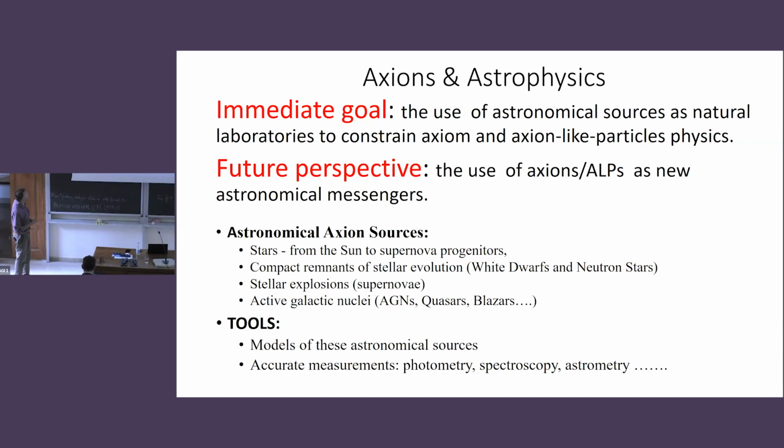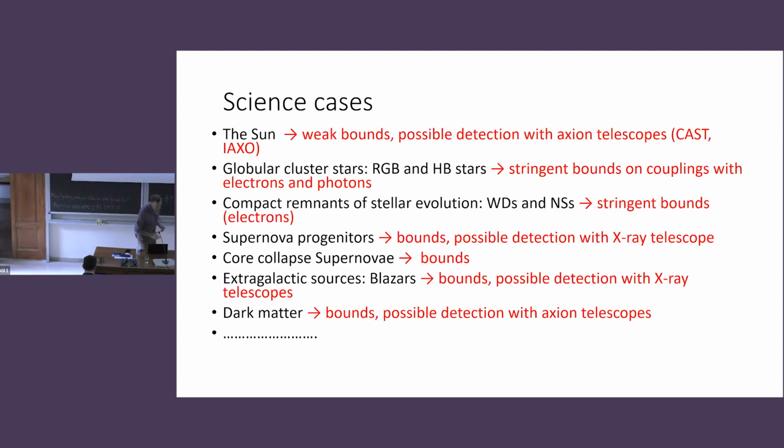So the tools are models of the astronomical sources, and of course accurate astronomical measurements that include photometric studies, spectroscopy, astrometry, and other kinds of measurements. And possible sources, here is obviously an incomplete list of already investigated sources.